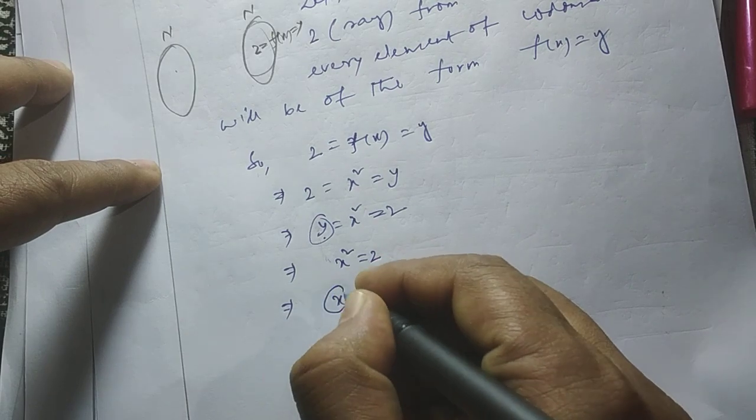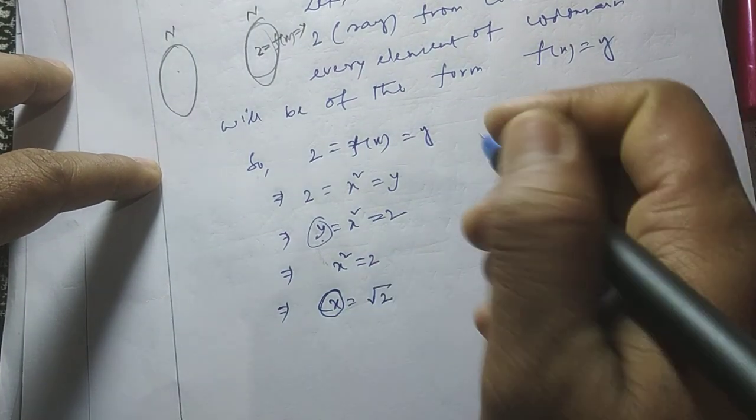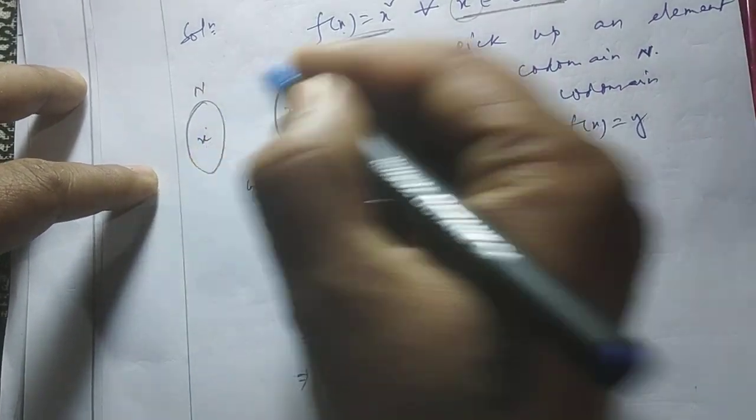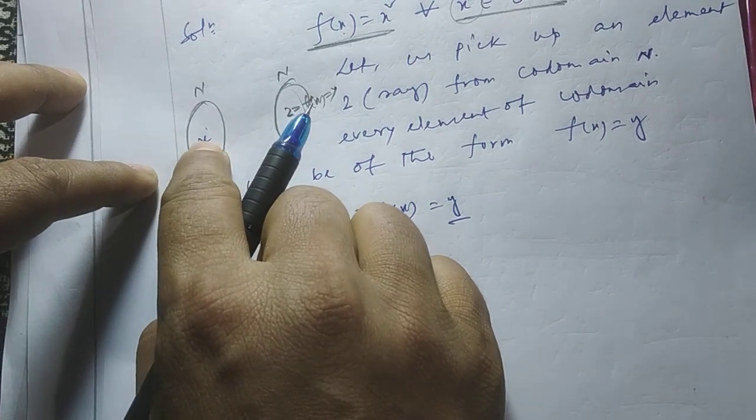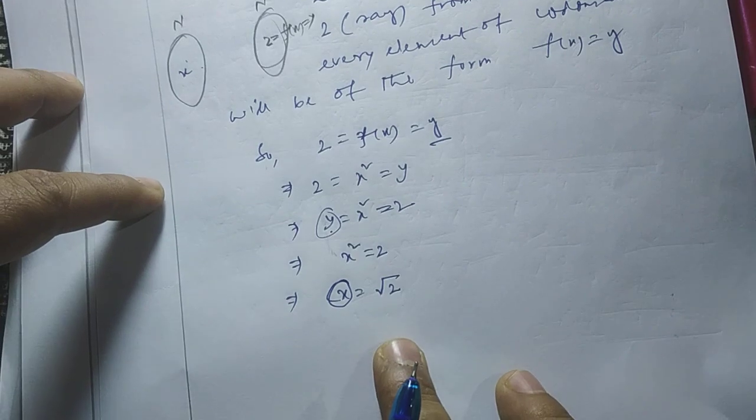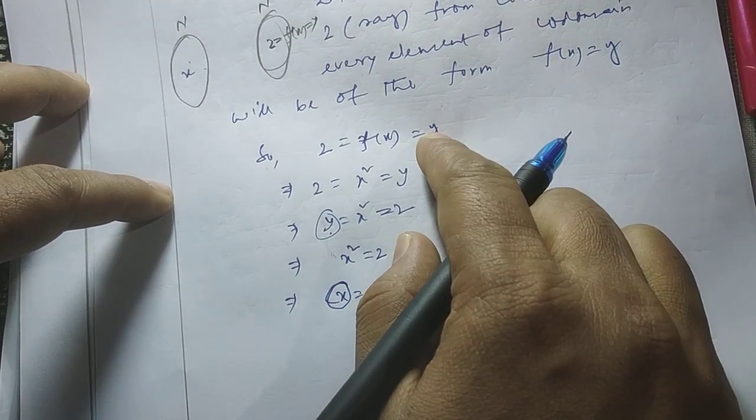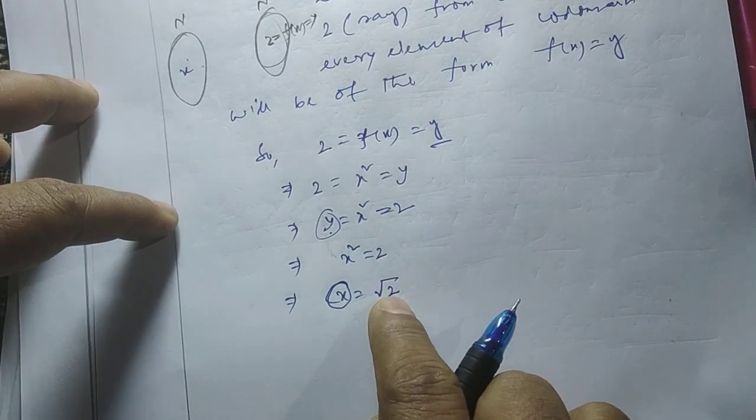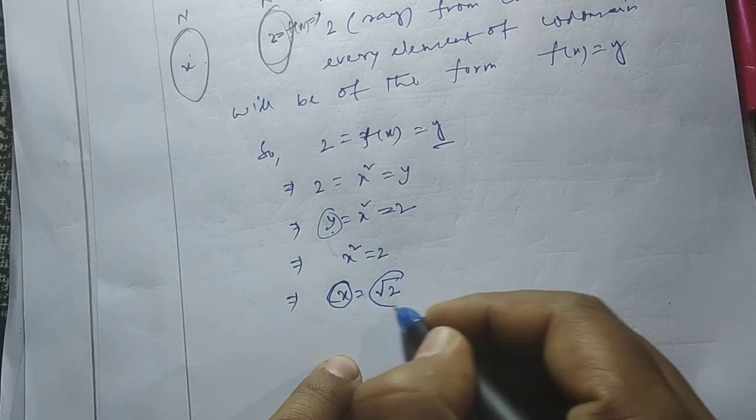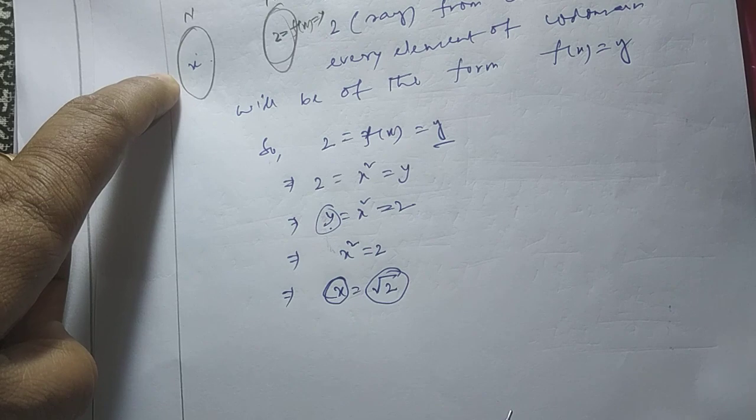Here what is the x here? Here x is nothing but the preimage of y. And what value did I get? Root 2 eventually. So you can say here x is the preimage of y. Now what you got? Root 2 is the preimage of 2. Now you have to check this root 2 belongs to codomain natural number or not. If it belongs, then you can say it is surjective.